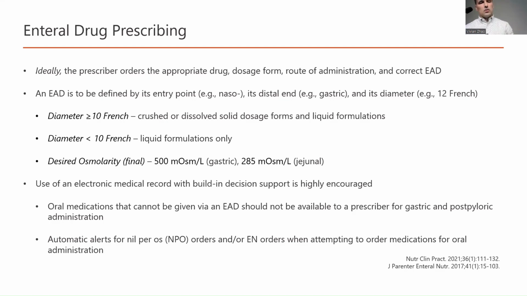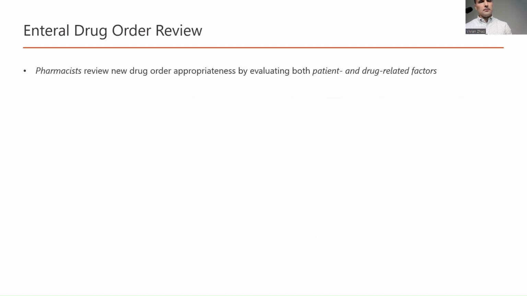It's really important that you're familiar with the desired final osmolarity. So for gastric administration, it's 500. For jejunal, it's about 285 to 300. As far as the use of electronic medical records with built-in decision support, oral medications that cannot be given via a feeding tube should not be available to a prescriber to order for gastric or post-pyloric administration. And we should also be seeing automatic alerts for patients who have NPO orders or enteral nutrition orders when attempting to order medications for oral administration.